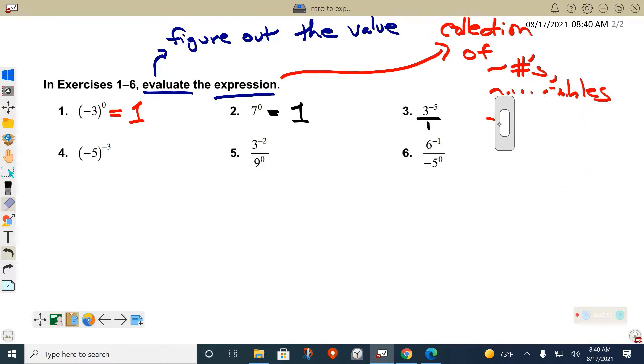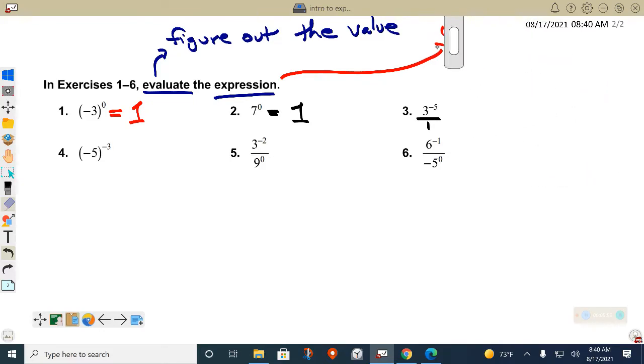I'm going to erase this for now. I need some room. So put it over 1, and then reciprocate, flip it. So it's going to be 1 over 3, but make the exponent positive now, after you reciprocate. Nice.